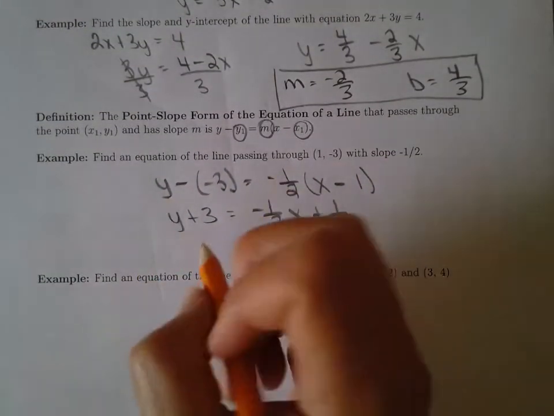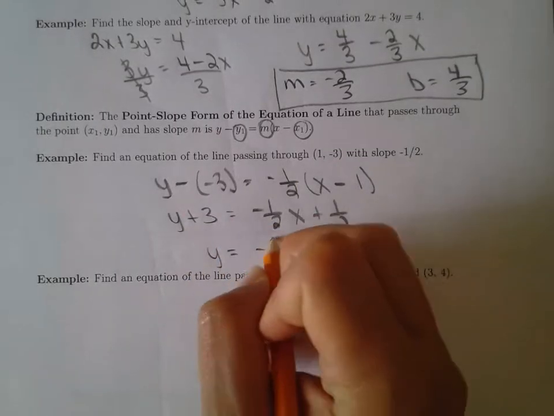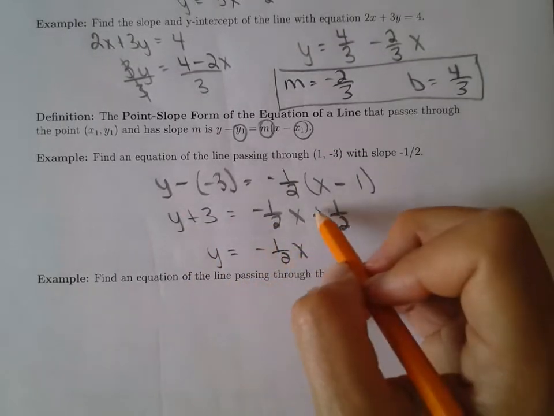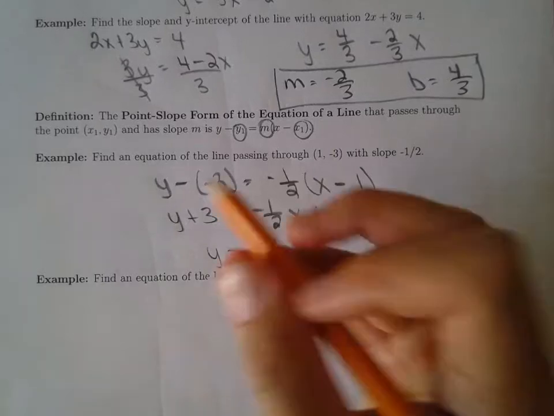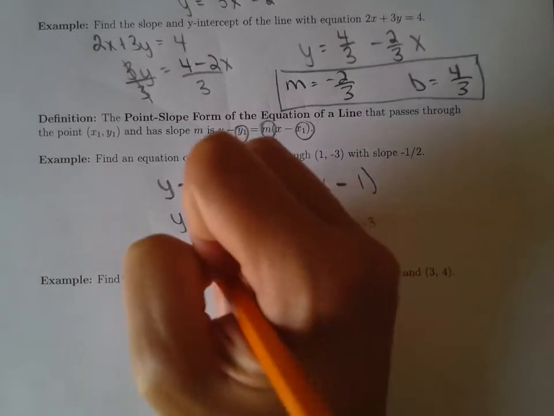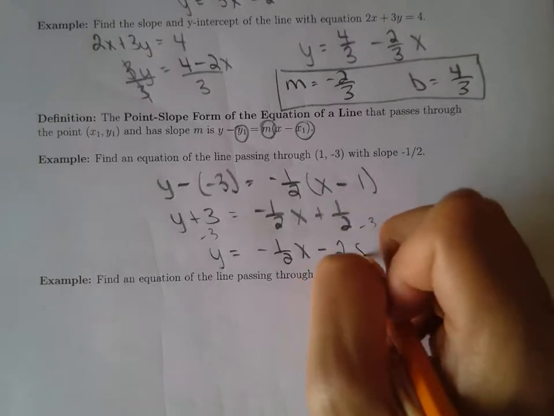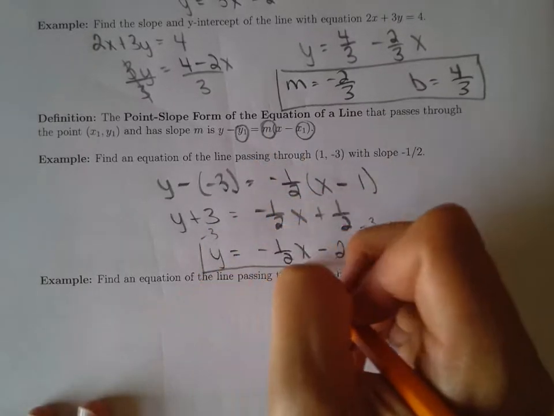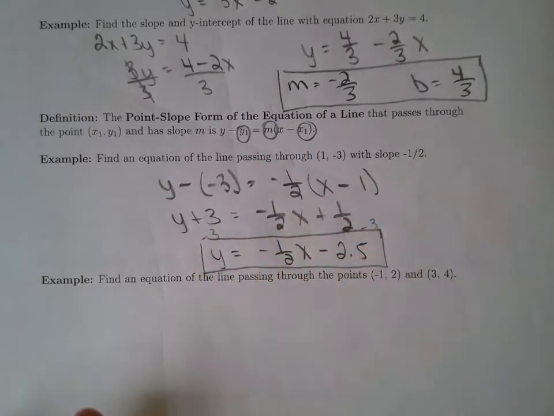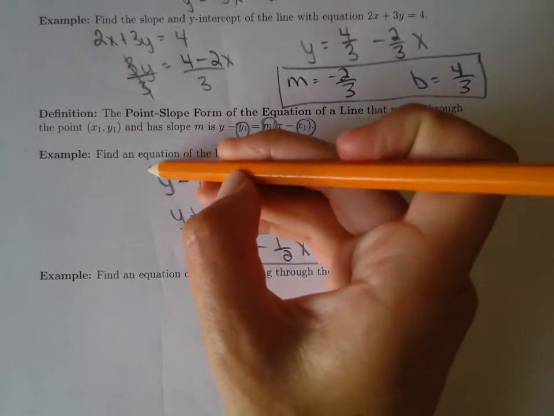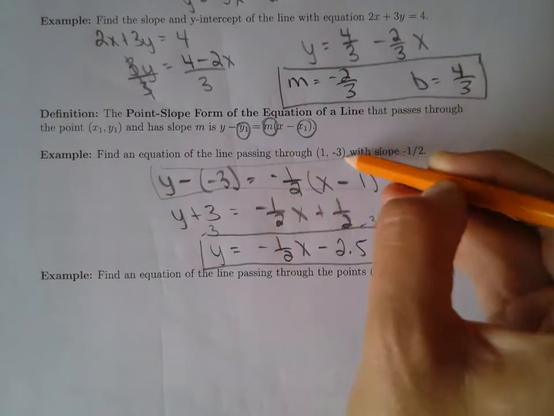Now subtract 3 on both sides. So this would be negative 1/2 x, and because we're subtracting 3 here, minus 2.5. So there's our equation. Technically this is an equation of a line. Like I said, it just looks messy.